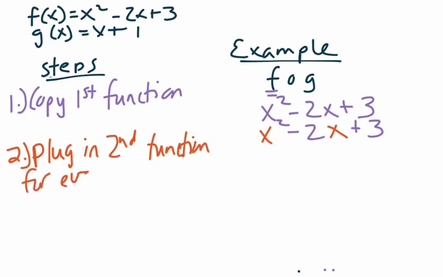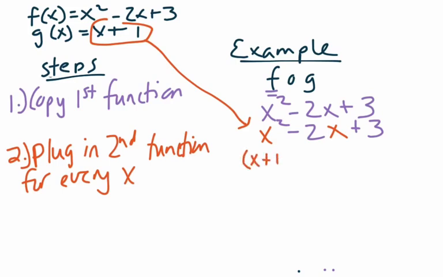for every x. So if you only have one x, you only have to plug it in once. If you have more than one x, you have to plug it in more than once. And so this function, g, is going to go in every place I have an x. So instead of x squared, it is going to be x plus 1 squared. And instead of 2x, it is going to be 2 times x plus 1. And what I'm doing there with the color is I'm just trying to make it visually pop out to you a bit more.